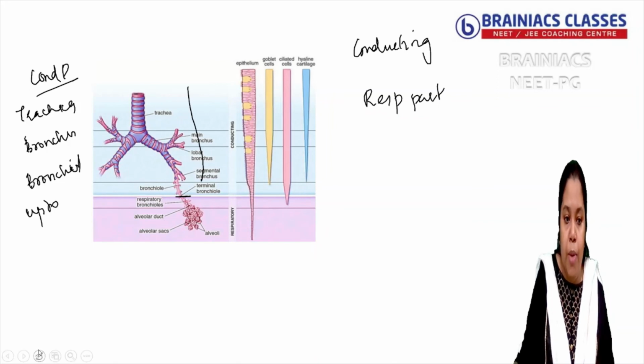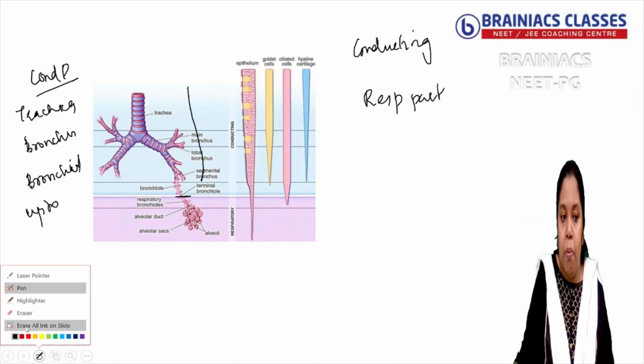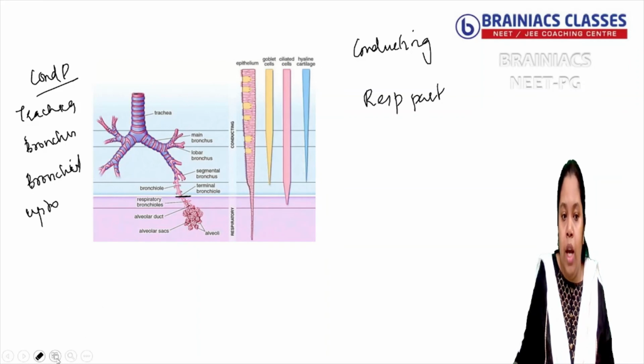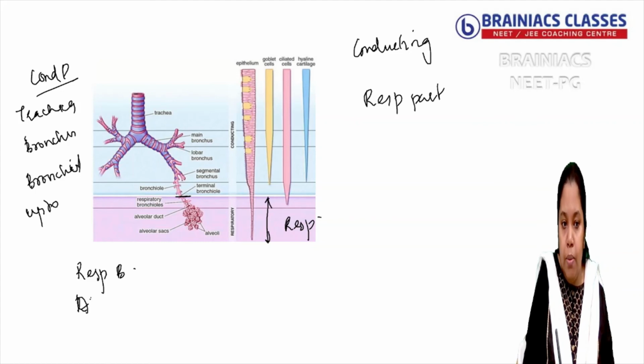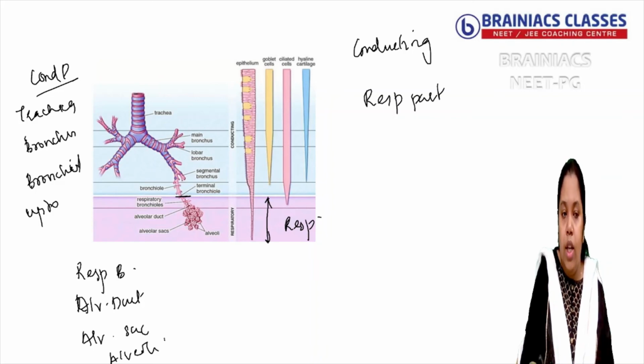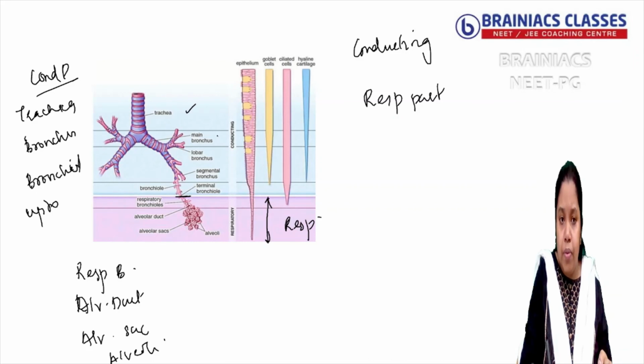Up to the terminal bronchioles you have the conducting respiratory tract. And below the terminal bronchioles, the purple shade, is the respiratory part. The respiratory part includes the respiratory bronchiole, the alveolar duct, alveolar sac and the alveoli. So the conducting part includes the trachea, the bronchus, the bronchioles, up to the terminal bronchiole.